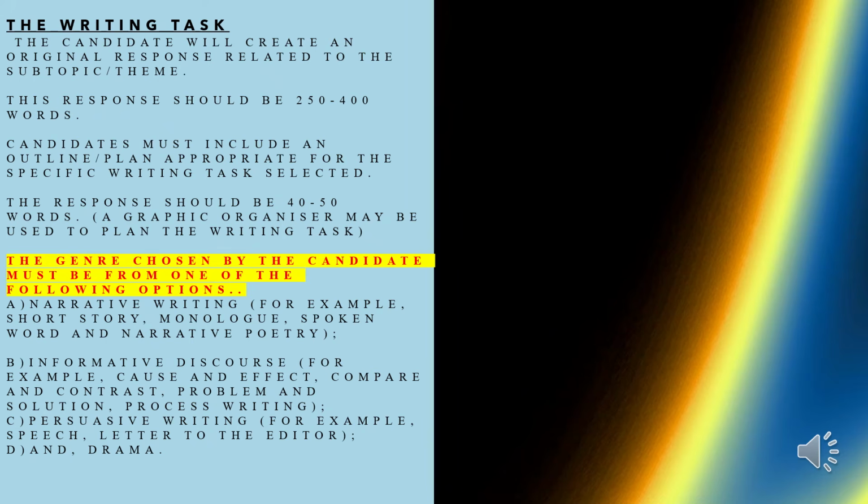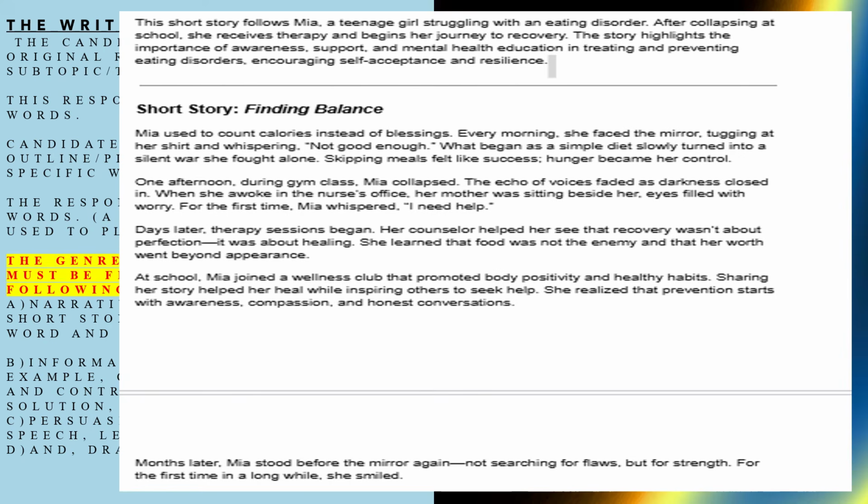The genre chosen by the candidate must be from one of the following options. Note carefully. A. Narrative writing, for example, short story, monologue, spoken word, or narrative poetry. B. Informative discourse, for example, cause and effect, compare and contrast, problem and solution, process writing. C. Persuasive writing, for example, speech or a letter to the editor. And lastly, D. Drama.